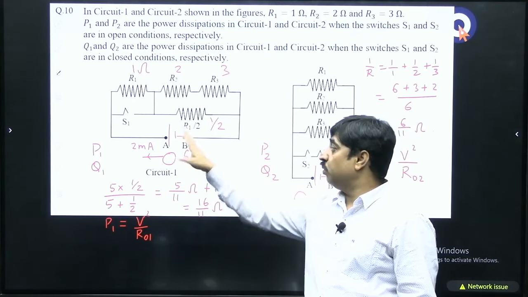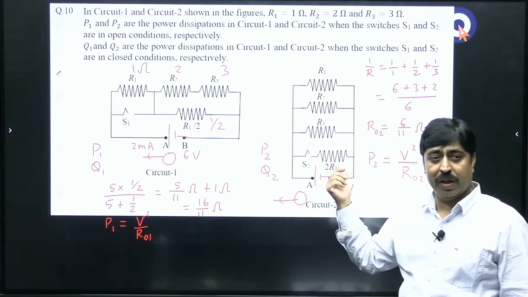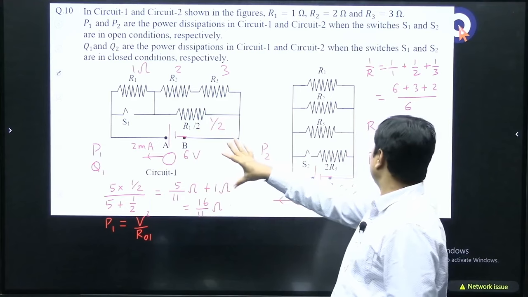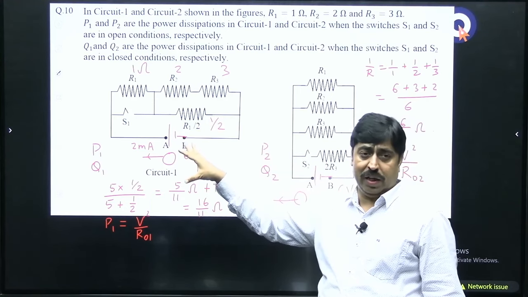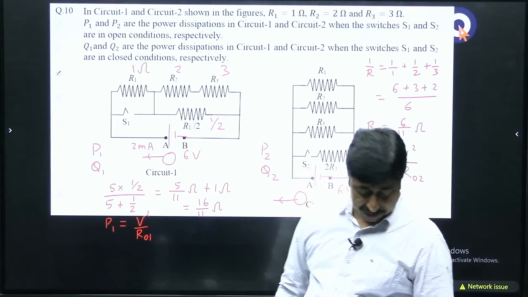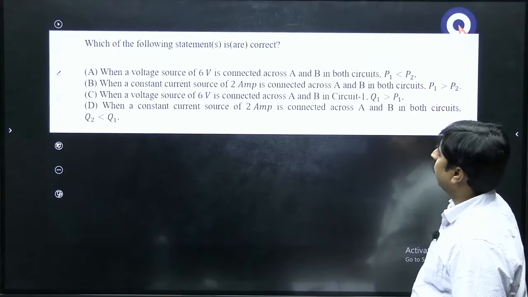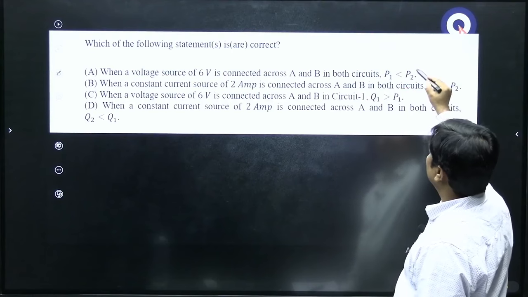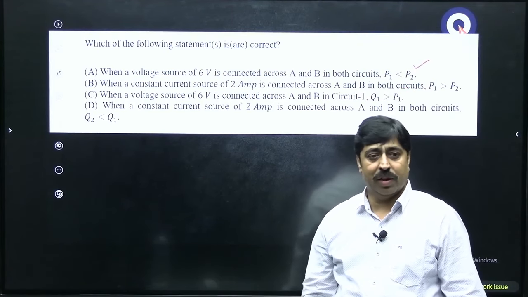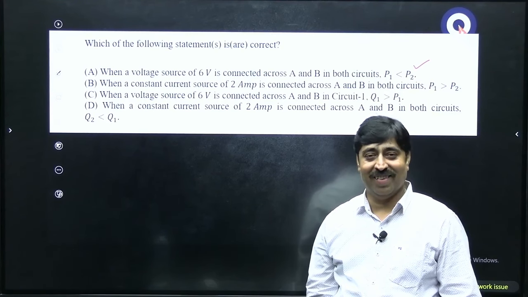So, when the switches are open and the 6 volt battery has been connected, the resistance of this circuit is higher, therefore power dissipated will be on the lower side, which means P2 is greater than P1. So, the first option says P2 is greater than P1 when the 6 volt source is connected. Yes, this is right, isn't it?